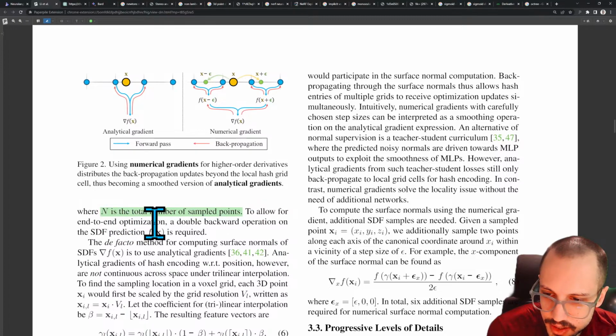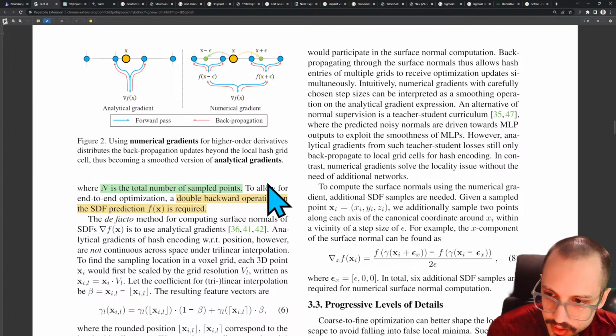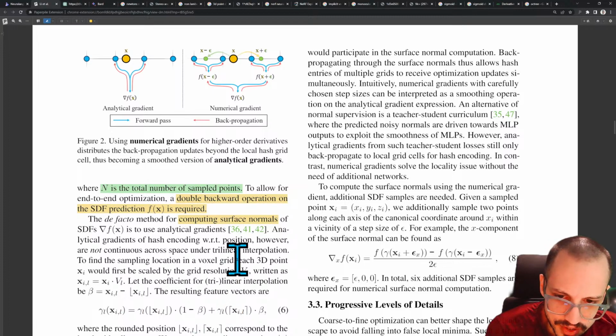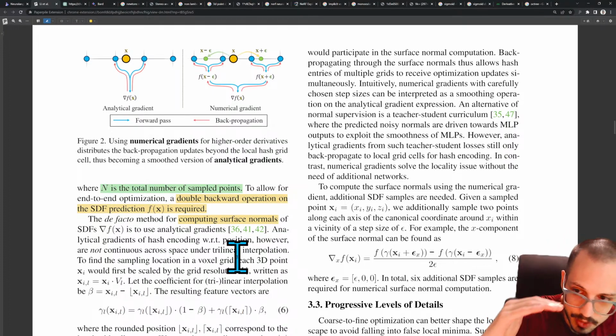To allow for end-to-end optimization, a double backwards operation on the SDF prediction is required. So double backwards, I think this is where the double derivative is coming from, the derivative of the derivative. That's where maybe the numerical stuff is required. The de facto method for computing surface normals on an SDF is to use analytical gradients. You see that? You have a signed distance function which represents a surface, and you want to get the normal.